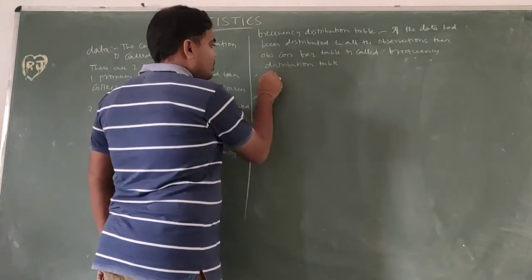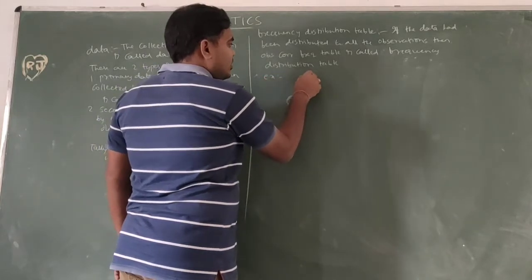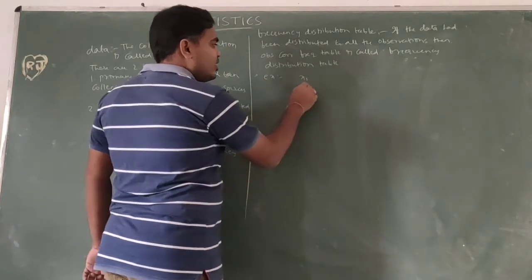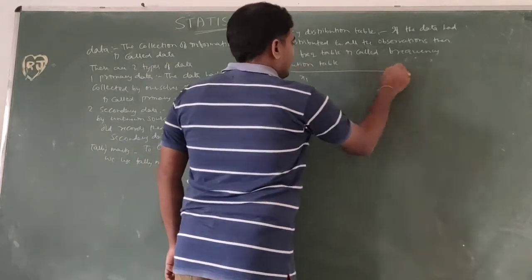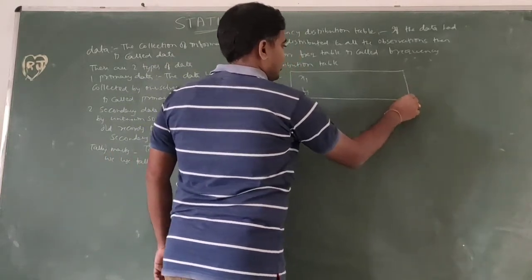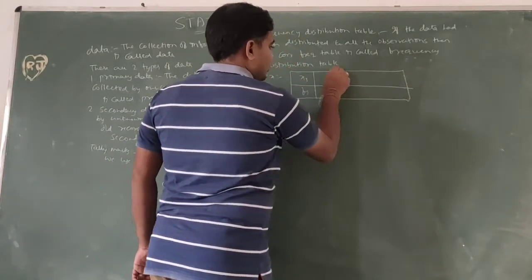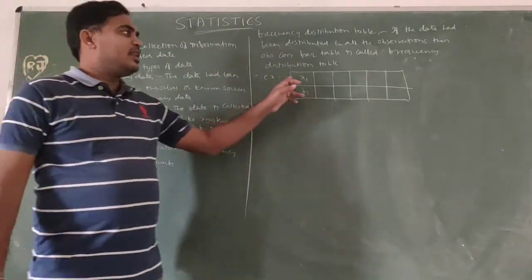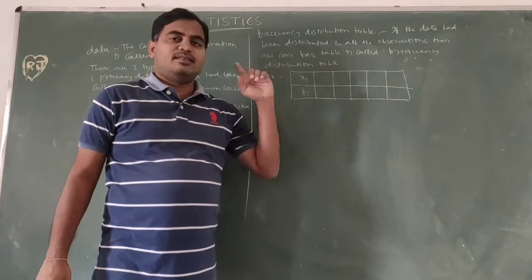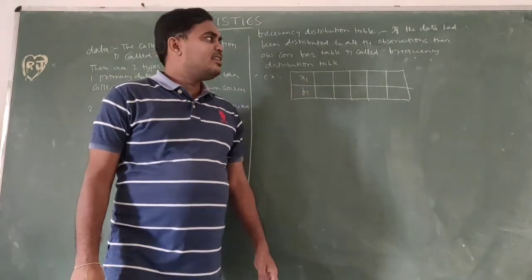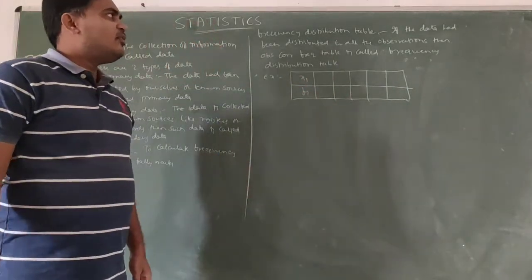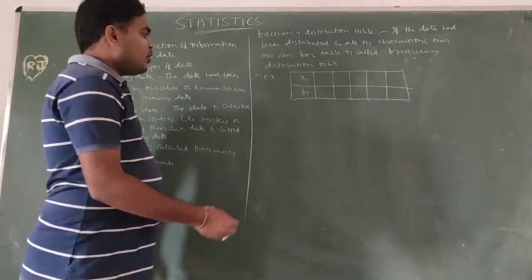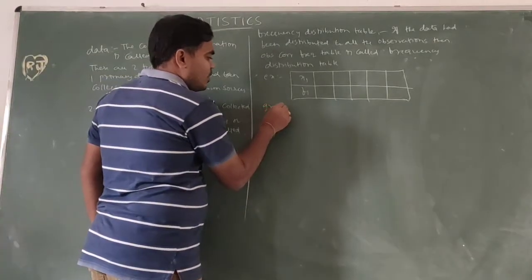For example, this is the observation column, this is the frequency column. A table like this is called a frequency distribution table. Here we see the observation and how many times it occurred. Next, grouped frequency distribution table.